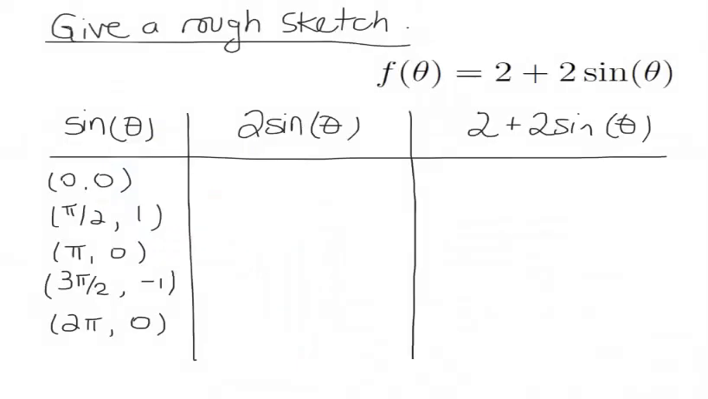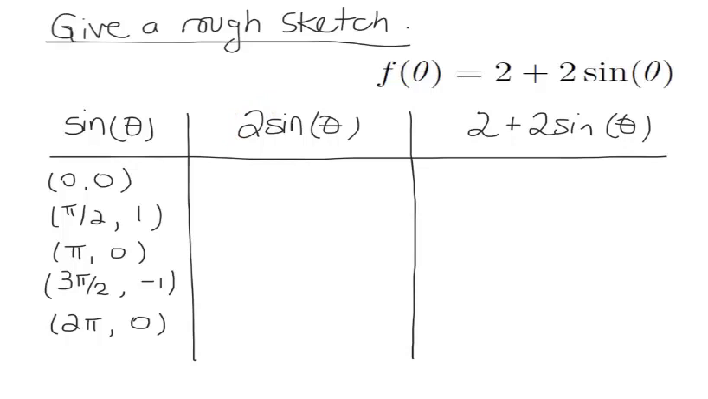Let's take a look at one more example of a sketch of a sine function. Here we'll look at f of theta is 2 plus 2 sine theta. So in the first column over here, I've given out our 5 points of our usual sine function. And what we want to do is move from our first column to our second column, which is the function 2 sine theta. So remember that this 2 here has the effect of stretching our sine function in the y direction by a factor of 2.